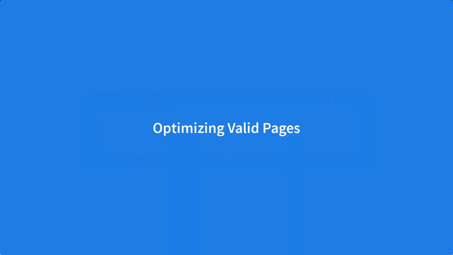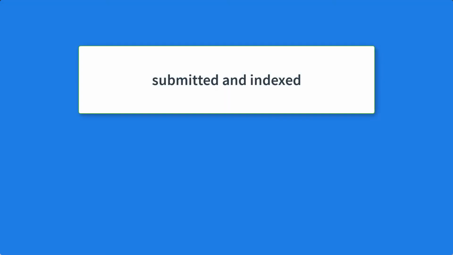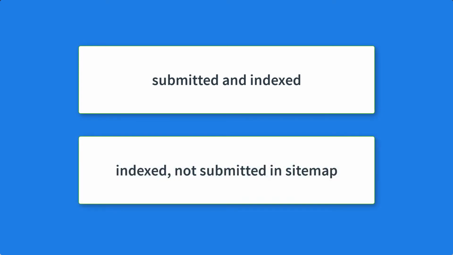Let's move on to the valid pages to make sure everything is optimal. Optimizing valid pages. This report under the Valid tab separates the pages into two types. The pages are either submitted and indexed or indexed, not submitted in the sitemap. For pages in the submitted and indexed category, your work is done. There is no further action needed. You submitted a page, it was indexed. Done. For pages in the indexed, not submitted in sitemap category, you can take another step to optimize these.